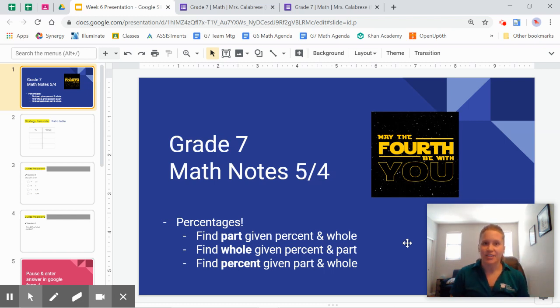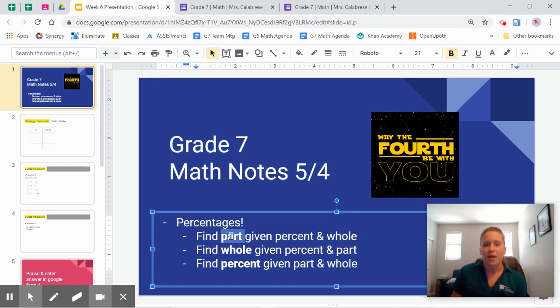And today I'm excited to start a new topic. We're going to talk about percentages. And there are three types of questions that you'll see today in our guided practice and in our independent practice today. And they all have to do with what information you're given and what information you need to find. You're always going to be given two pieces of information, and you'll need to find the third piece, the last piece. So you might be asked to find the part given the percent and the whole, or you might be asked to find the whole given the percent and the part, or you might be asked to find the percent given the part and whole.